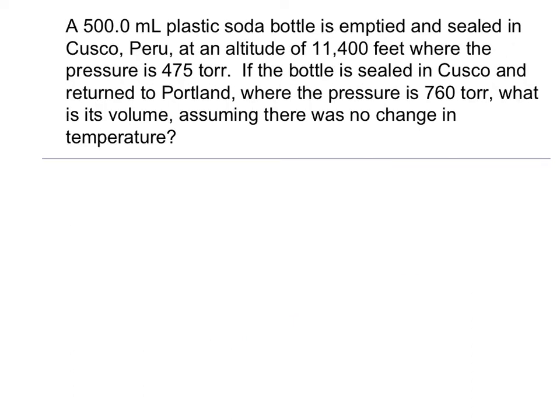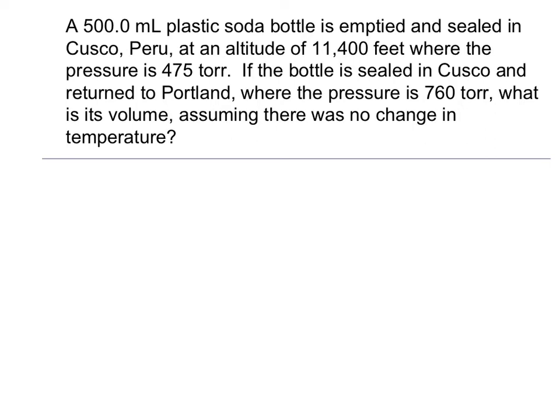Let's look at another example. Here we have a 500 milliliter soda bottle that is emptied and sealed in Peru at an altitude of 11,400 feet. And we know the pressure there is 475 torr. If we seal the bottle there and return to Portland, where our pressure is approximately 1 atmosphere or 760 torr, we want to know the new volume, assuming that there is no change in temperature.